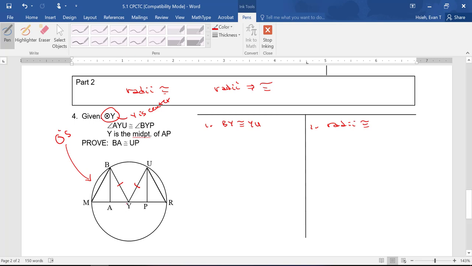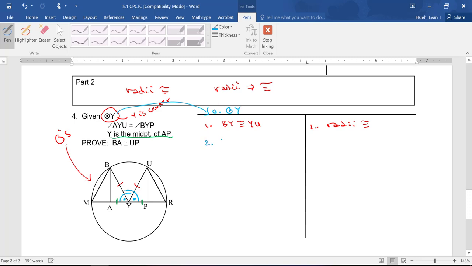AYU, change the color. AYU is congruent to PYB. Okay, hopefully you see the overlapping angles there, which will give us these two angles congruent to each other by subtraction. And Y is the midpoint of AP, so I know that these are congruent to each other because Y is the midpoint of AP. Okay, so I needed that circle in here, by the way, as a step prior to that, so circle Y.